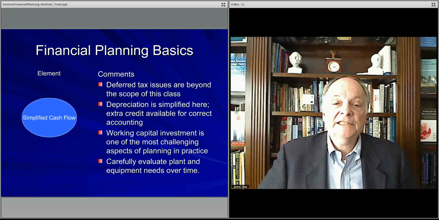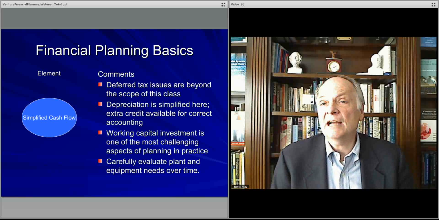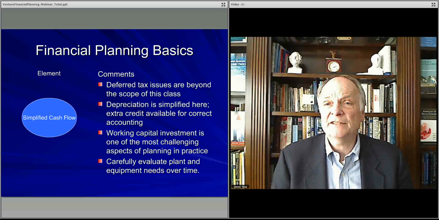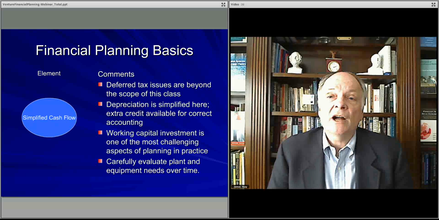Looking at the cash flow, one important point that you may be asked if you do this and go actually talk to investors, they'll talk about deferred tax credits and the like. These can have significant value. We don't talk about them in this class.